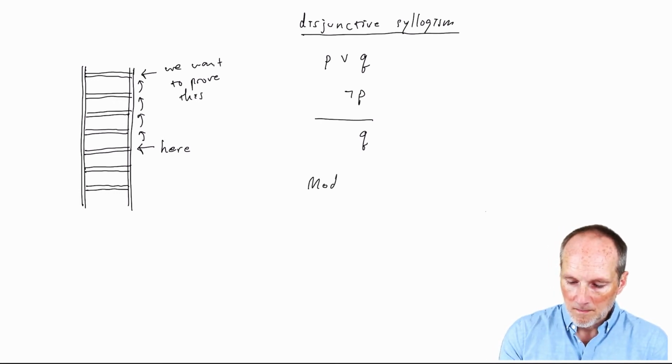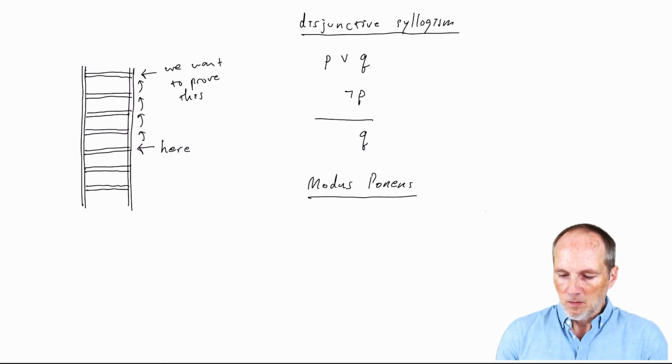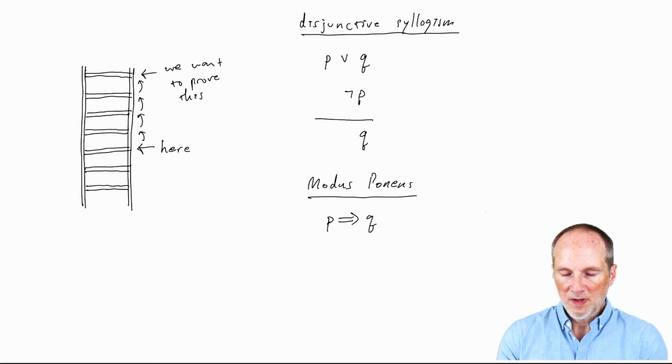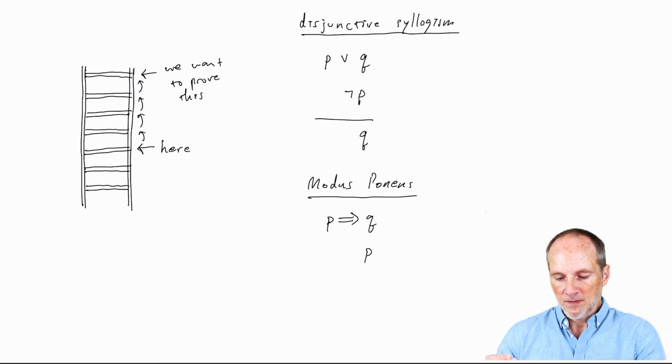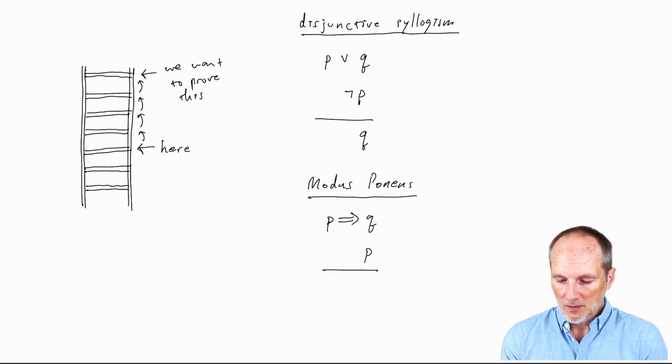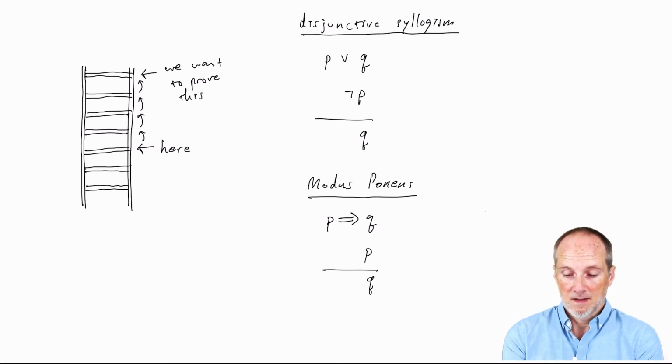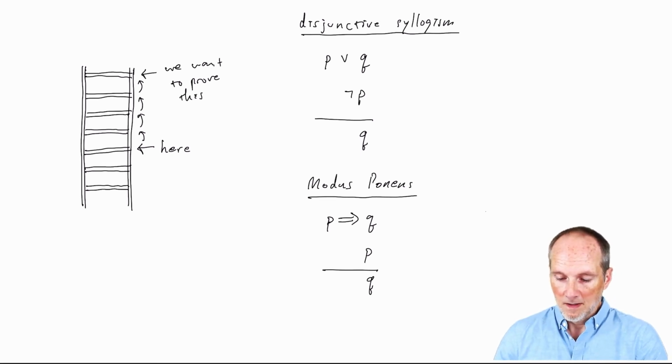Another well-known rule is modus ponens, which says, suppose you have a conditional statement, P implies Q, and you also know that P is true. Again, think of those as the first two rungs of the ladder, and that's where we're standing. This should be pretty intuitive, but modus ponens allows us to conclude that Q is true, right? The conditional statement tells us that P implies Q, and if we also know P, well, Q follows. That's taking a step up the ladder.